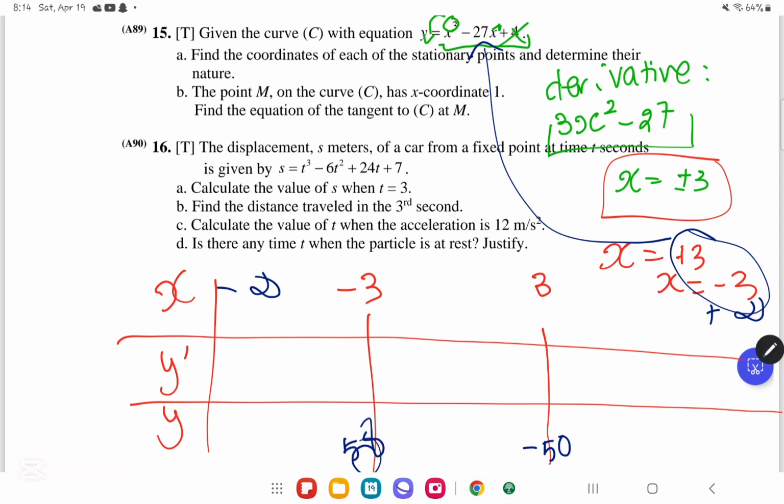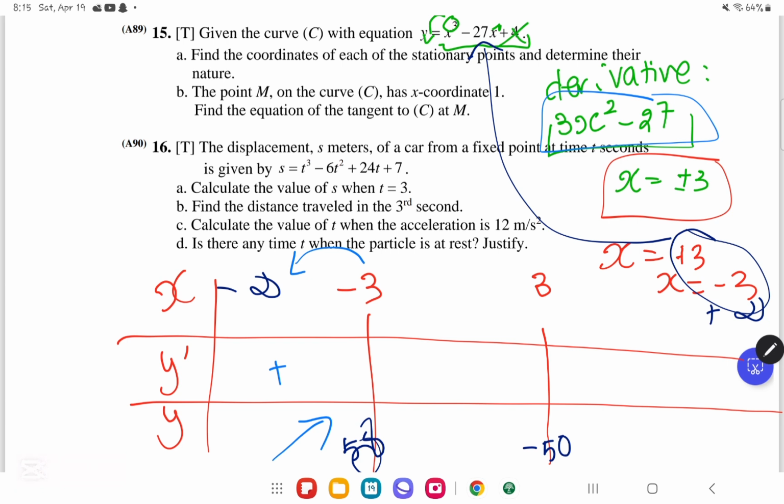Now we can determine whether it's positive, negative, whether it's a local maximum, local minimum, or stationary. To do that, we're going to take a value less than minus 3, so in between minus 3 and minus infinity. Let us say, for example, we take minus 4. We would need to substitute it in the derivative. So it's 3 times minus 4 squared minus 27. You're going to get a positive answer. So this over here is plus, and this over here is increasing.